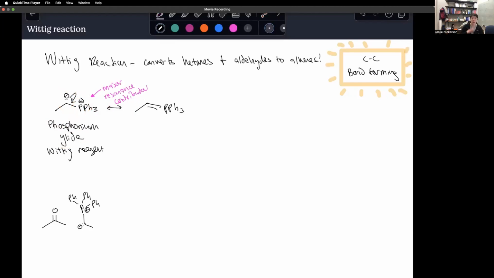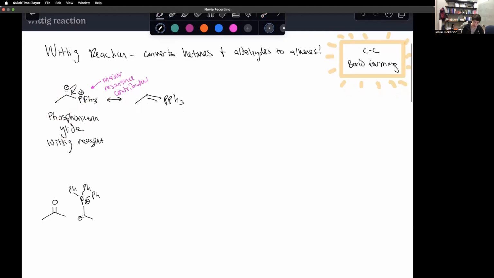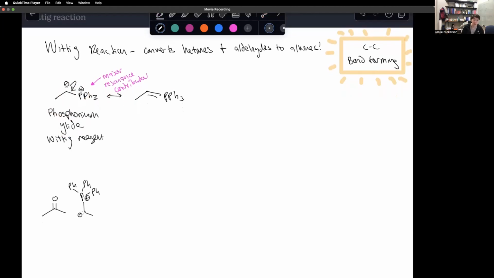So the mechanism of the Wittig reaction is actually stuff that you've already seen before. It's a combination of cycloaddition reactions, which is pretty cool. So we're going to have our delta plus and our delta minus getting lined up. Same with the oxygen and the phosphorus. And we're going to do a 2 + 2 cycloaddition.